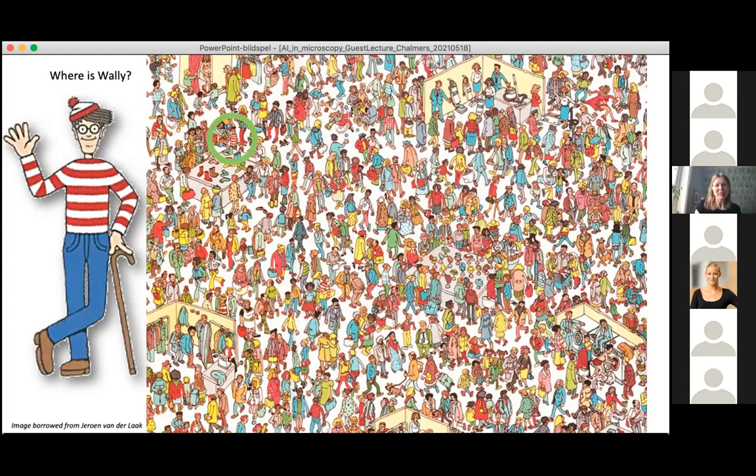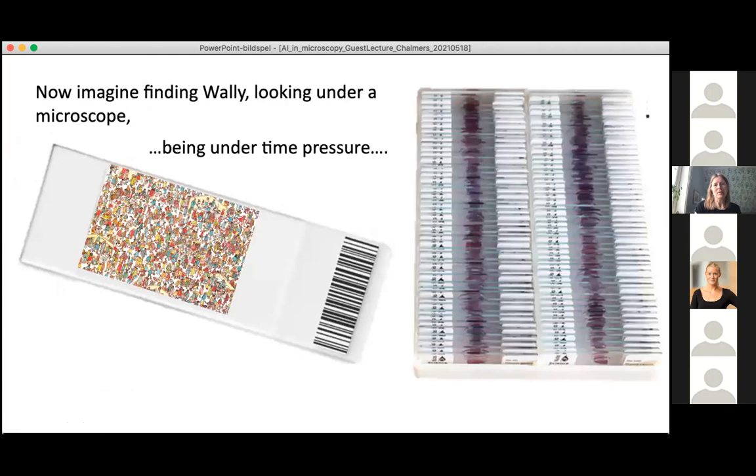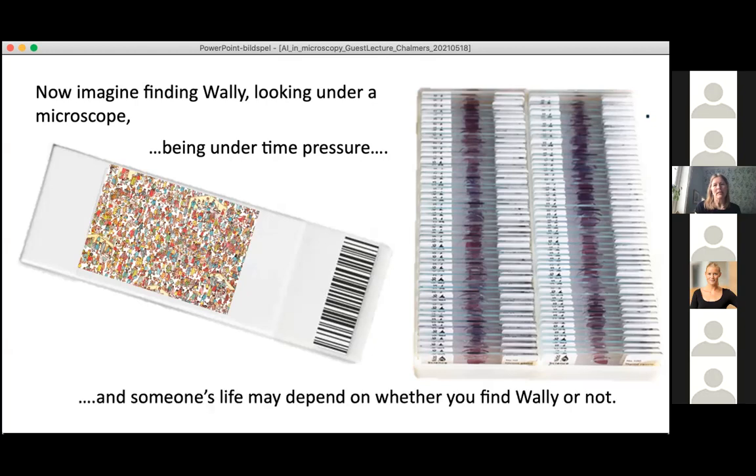But he has also some friends spread out in the image that look similar, but are not quite looking the same as Wally. And why am I showing you this image? Well, I'm showing this to kind of illustrate the problem. Because now if you imagine that you were trying to find Wally looking under a microscope, and you were under time pressure because you had so many of these samples to look at, and someone's life would be dependent on whether you find Wally or not.